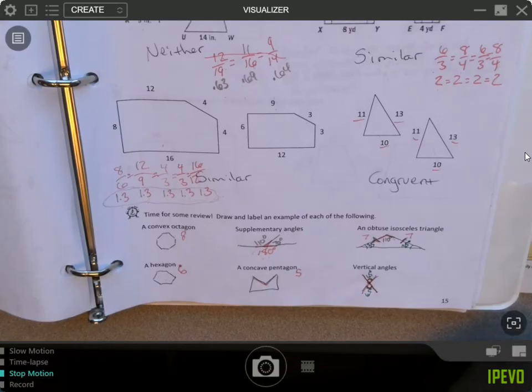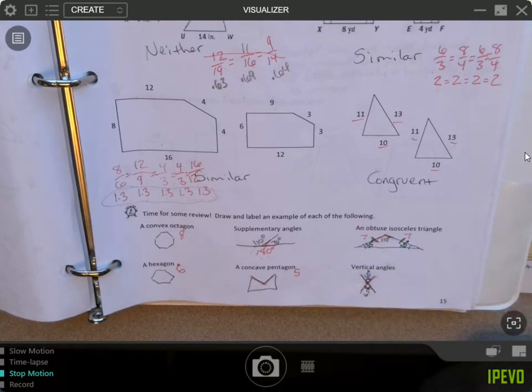How are we feeling about the angles and triangles that we've been working on? Show me your thumbs. It looks like most people are feeling pretty confident with it. If you're not feeling confident, check in with me so I can help you. Okay, that's what I'm here for.